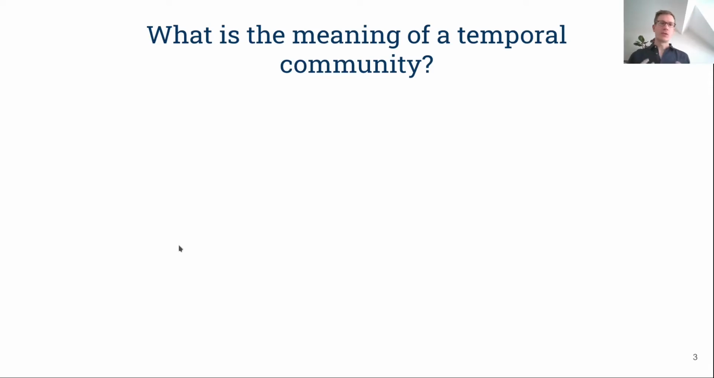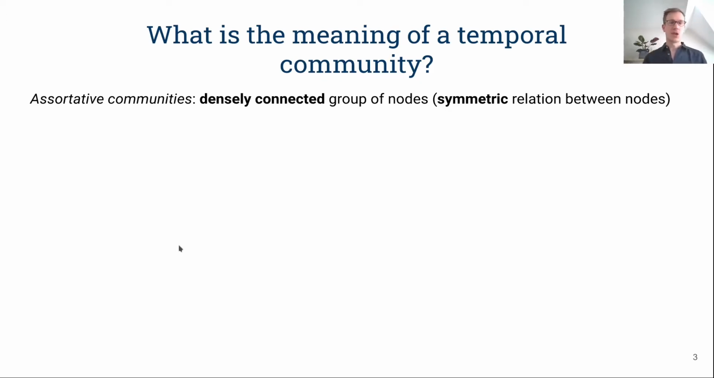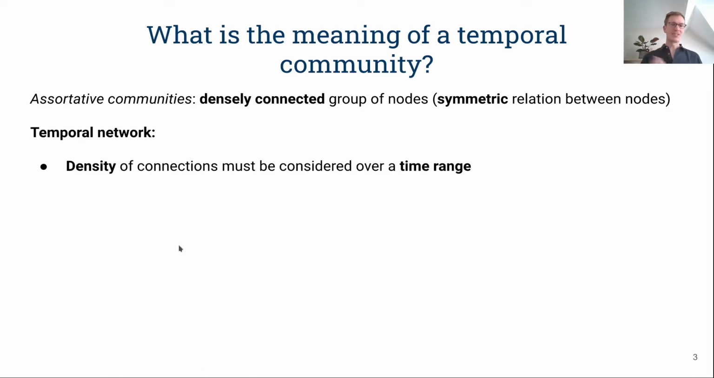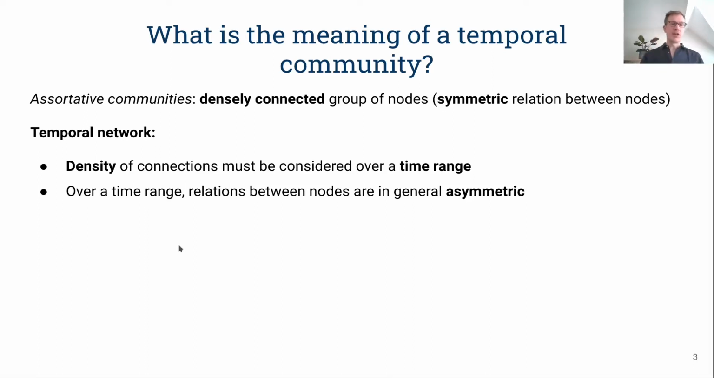What we ask ourselves is really: what is the meaning of community in a temporal context? In a static case, we have associative communities that are usually defined as densely connected groups of nodes that are more densely connected to each other than to the rest of the network. And this implies a symmetric relation between nodes. But now if we look at a temporal network, the concept of density of connection must be considered over a time range, because if we look just at an instantaneous snapshot, usually the network is very sparse, and also interactions take time over some time range. But if we look over a time range, as I showed before, the relations between the nodes are in general asymmetric.